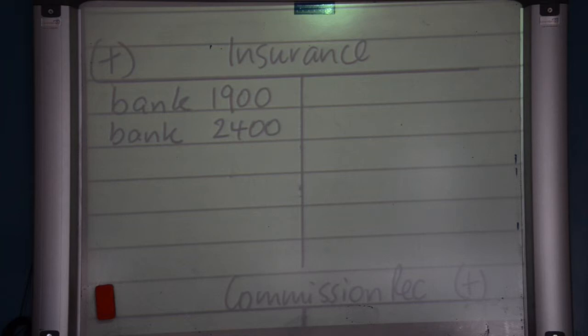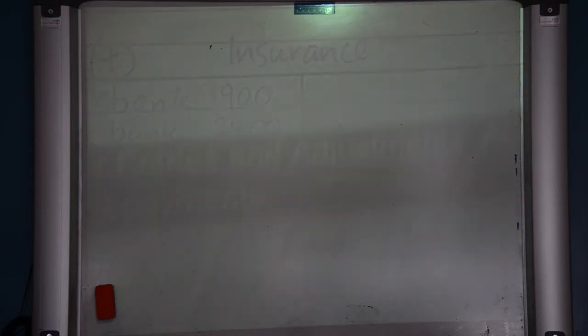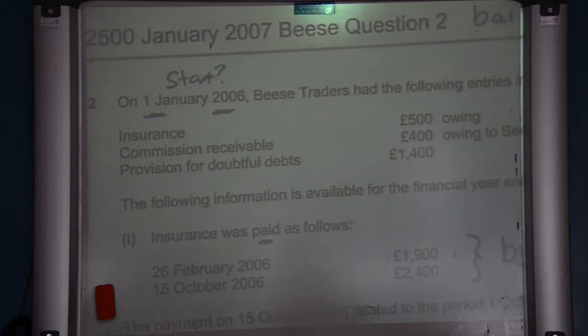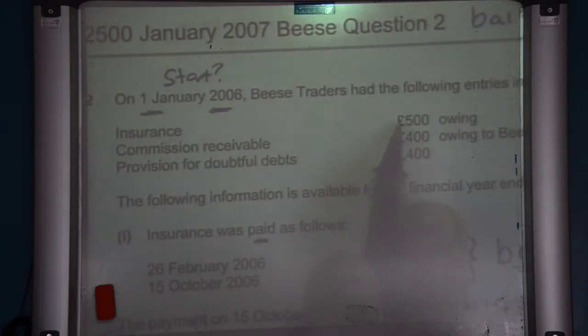Okay, now, what are we looking for now? Well, we're looking for a BAL CD or a BAL BD if there are any. Alright, so let's go back to the question. I'm going to have a look for my insurance. There it is there. There's my BAL BDs at the very top of the question. Insurance was owing last year. So it was an accrual last year. It was a plus last year. So this year it's got to be a minus.